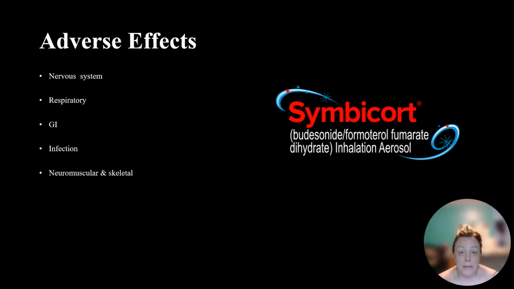So as with all medications, Symbicort does have some suspected outcomes. The first ones that I have listed are the ones that they found during the study, and then I will go over the post-marketing adverse effects. So with the nervous system, headaches are expected. Respiratory, you can have nasopharyngitis, upper respiratory infections, nasal congestion, laryngeal pain, pulmonary infection, rhinitis, and sinusitis.